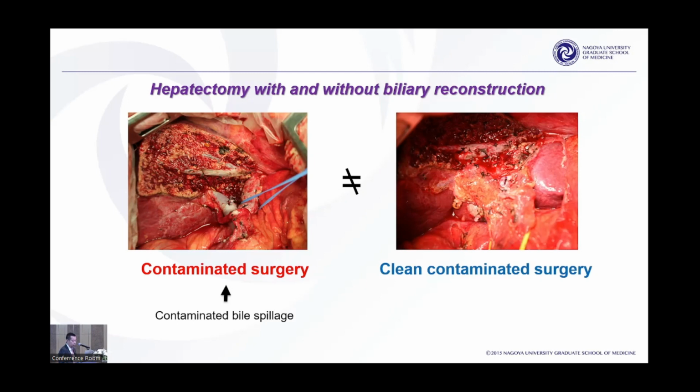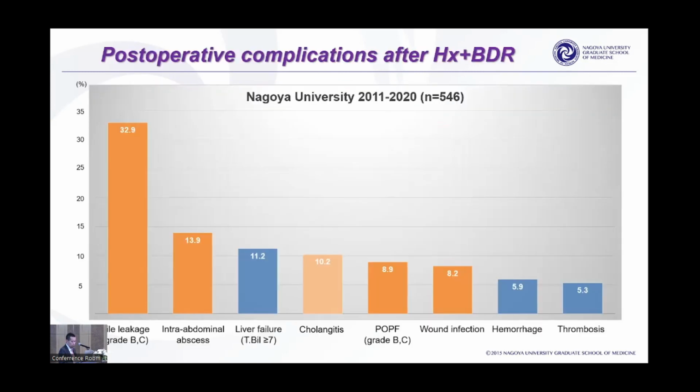In contrast, bile contamination or bile spillage is uncommon in hepatectomy without bile duct resection. Once again, we show the list of postoperative complications. Infectious complications, especially surgical site infection, account for most of the postoperative complications after hepatectomy with bile duct resection.